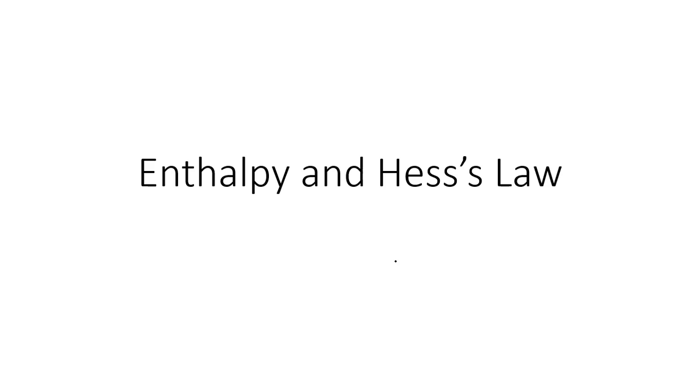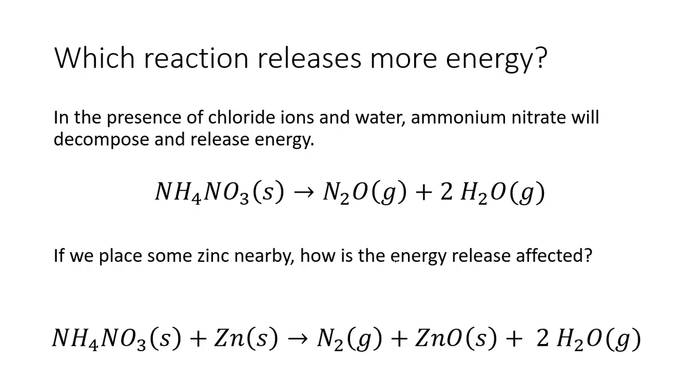Let's look at some examples that allow us to look at enthalpy and Hess's law a little bit more. So if we have these two reactions here, in this first one, ammonium nitrate starts to decompose and it releases energy as long as it's in the presence of both chloride ions and water. So you could mix it with any salt that has chlorine ions in it and then throw a little water in there and it's going to start to decompose. And while it decomposes, it's going to release some energy.